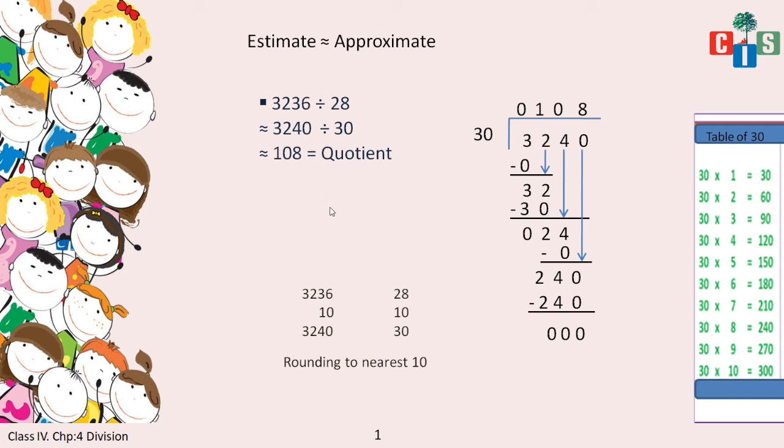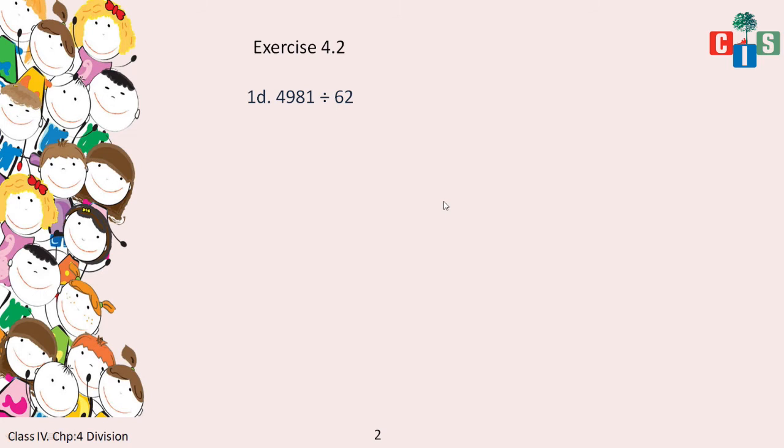Okay with it? Now, considering the next example, which I have taken from your exercise 4.2, that is first D. Okay. And the question is 4981 divided by 62. Now, I will round it off to the nearest 10 as divisor is 2-digit. Fine. So, rounding off to the nearest 10, we have the dividend first, that is 4981 rounded down to the nearest 10, that is 4980. And 62 rounded down to the nearest 10, that is 60.